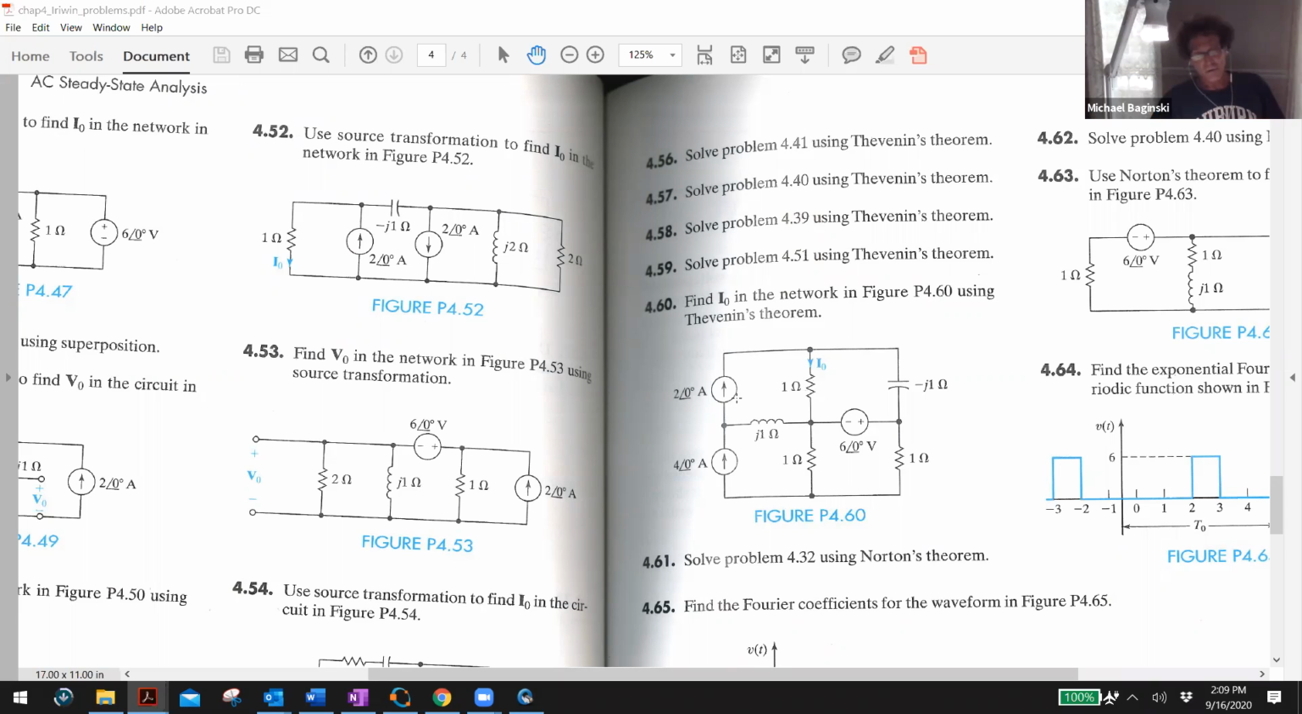Now, do you agree the 2 amps has to flow this way, down here, right? That means the voltage, plus here and minus here, would be the impedance minus j1 times 2 amps, right? Plus to minus, the plus on top to minus on the bottom, would be minus j2 volts.